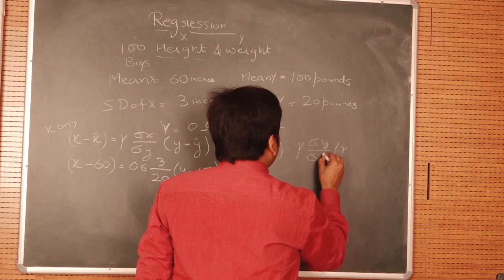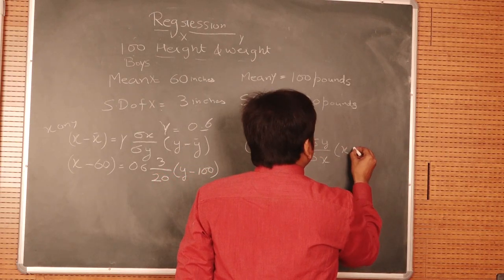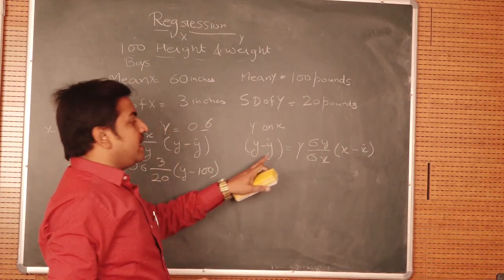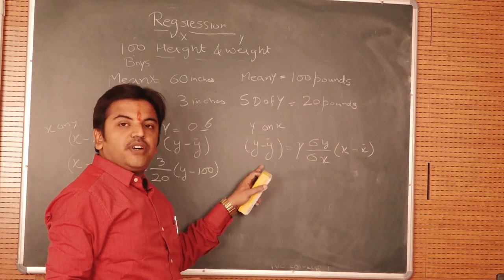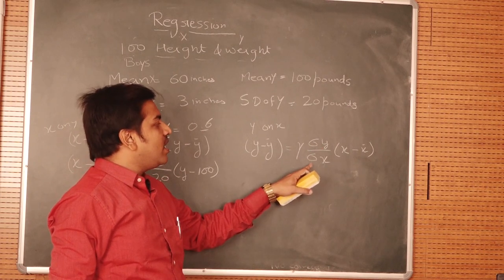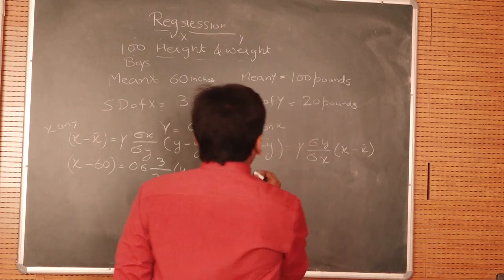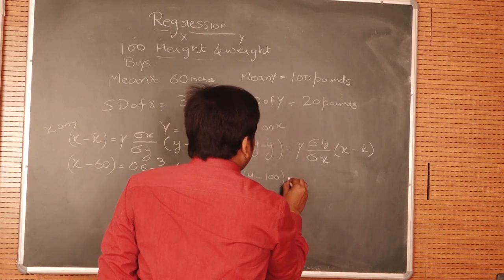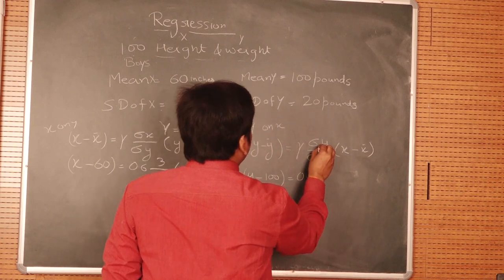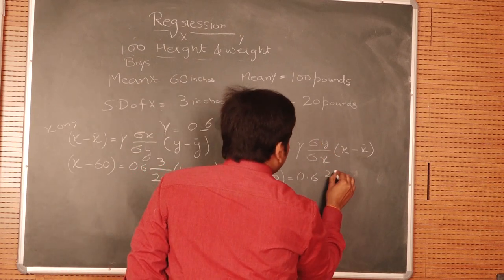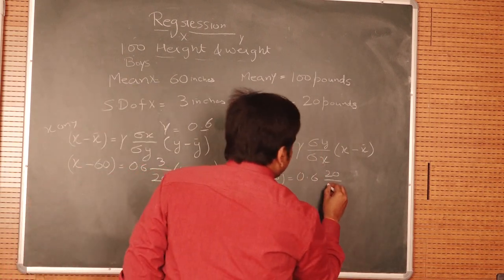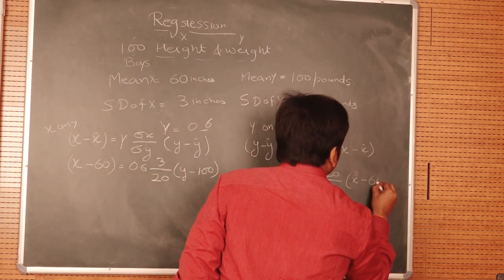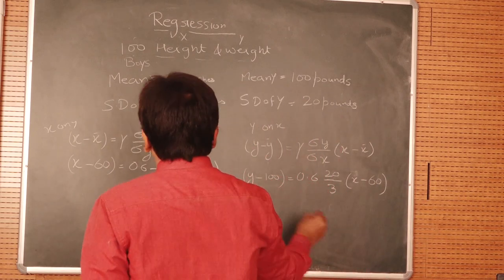coefficient of correlation, x minus x bar. Okay, so this must be considered here. Looking at the formula, whatever is coming first should be put over here: standard deviation of y upon standard deviation of x. So taking the values, y minus y bar is 100, coefficient of correlation 0.6, standard deviation of y 20 points, standard deviation of x 3, x minus 60. This is what the formula is all about.